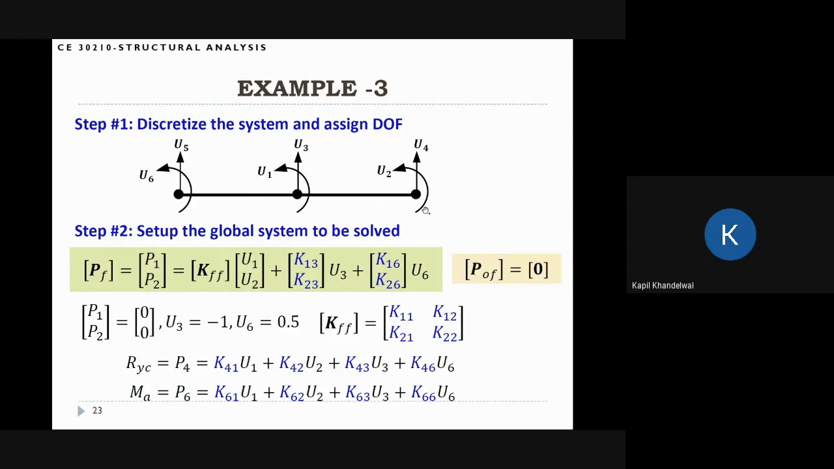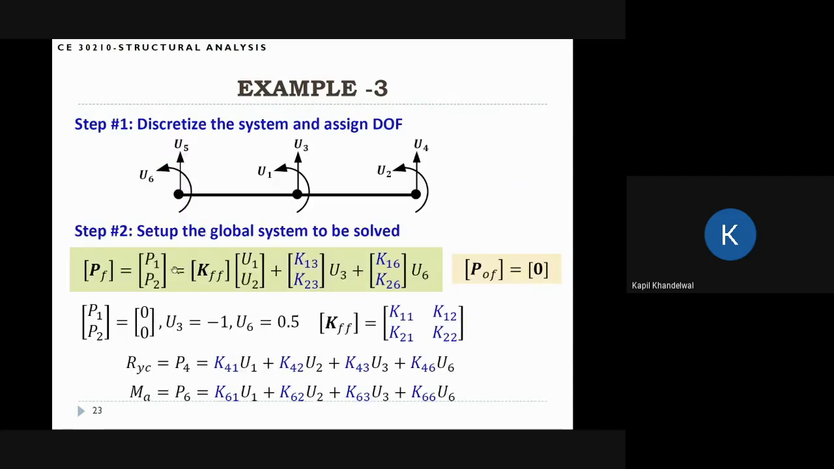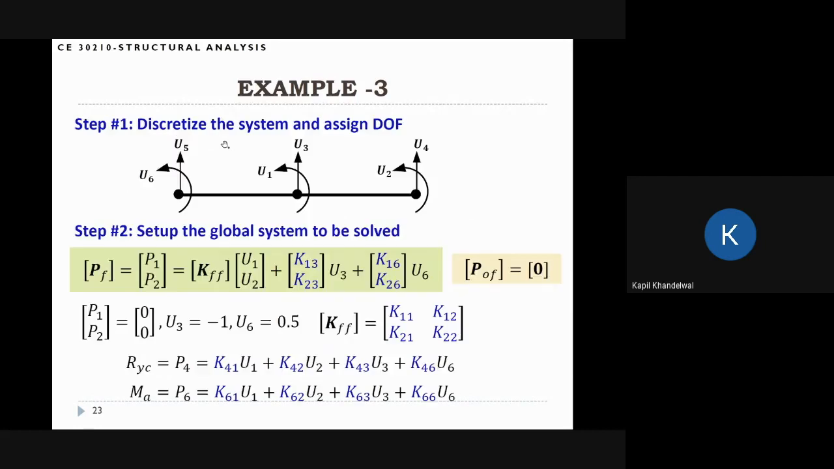Interestingly, in this case, there are no loads applied. So there's no load on the system. Okay, there are only support displacements. So if we try to solve the system, we have to take into account US, because US is not 0 in this case, because we know that U3 and U6 are not 0. Okay, so U3 is -1 and U6 is 0.5.